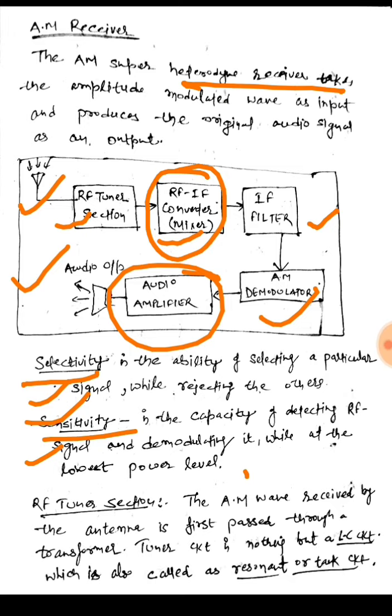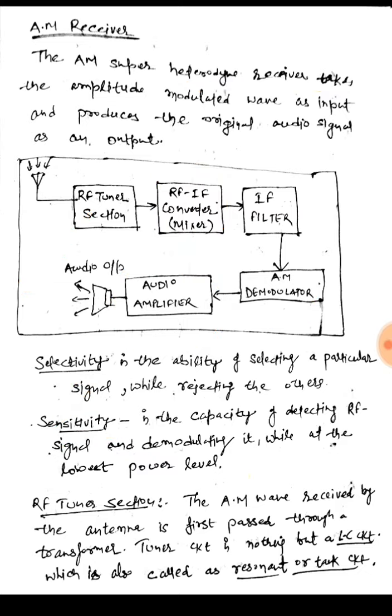Okay, but there is always a limitation to these receivers. As the distance increases, the sensitivity becomes less. So there is a limitation of getting signals at larger distances.